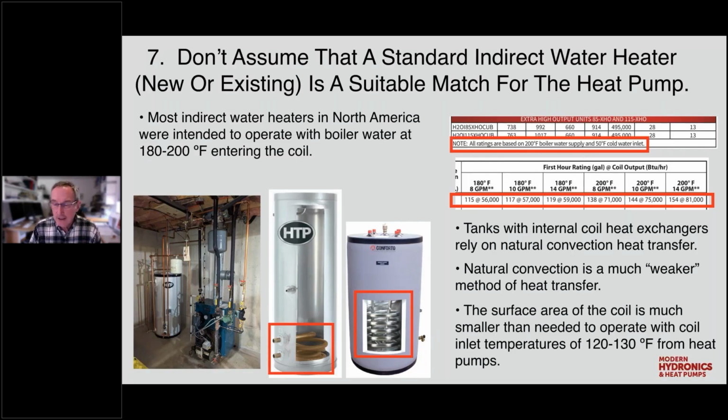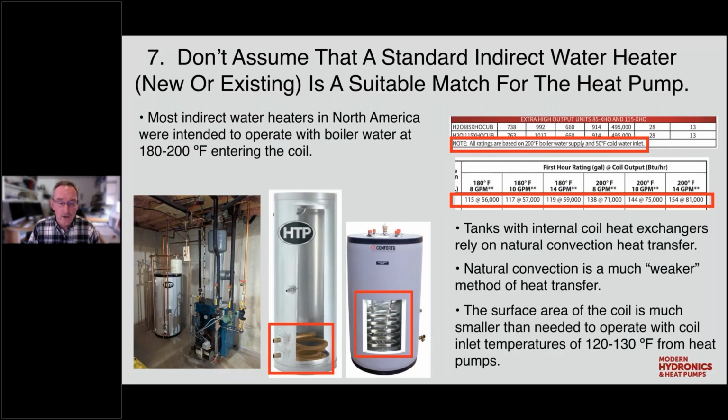And if we connect a source device that, let's say, produces 120 to 130 degree water, we just don't have the heat transfer rate. We simply don't have the physics to transfer heat away from that coil at the same rate the heat pump is producing heat. So what's going to happen is the fluid in the circuit between the indirect tank and the heat pump is rapidly going to rise in temperature, and the heat pump's going to shut off on some kind of safety limit, and it could short cycle. So be very careful when you're dealing with especially existing indirect water heaters.